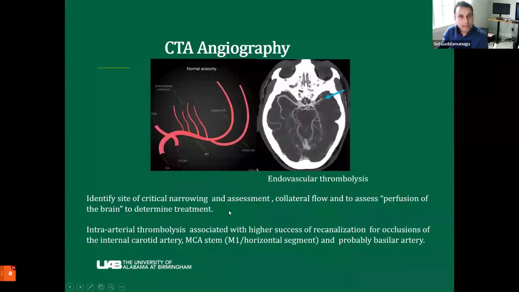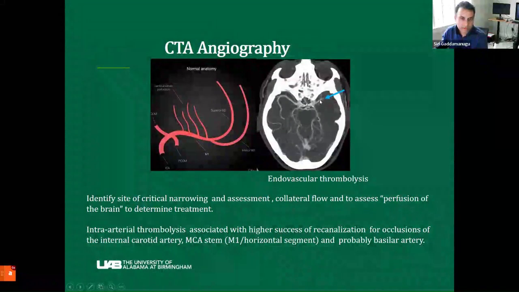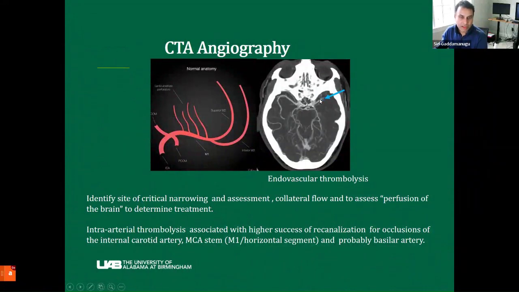So the next slide is about CT angiography. Every patient with stroke will undergo CT angiography. CT angiography is obviously done with multi-slice CTs, and it gives you 1 millimeter thin slices or even less. The whole goal of CT angiography is to look for large vessel occlusion. As we define large vessel occlusion in the anterior circulation, it's mainly occlusion within the internal carotid artery or the proximal middle cerebral artery. It identifies the site of critical narrowing and collaterals.